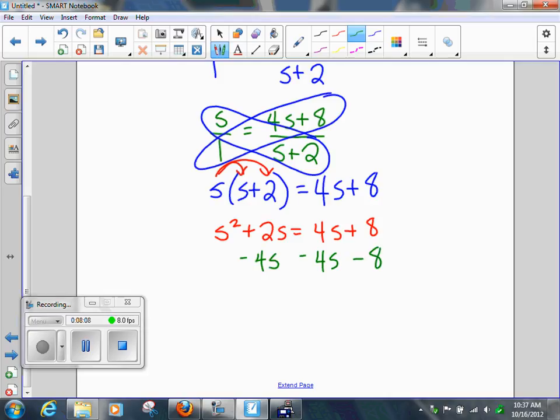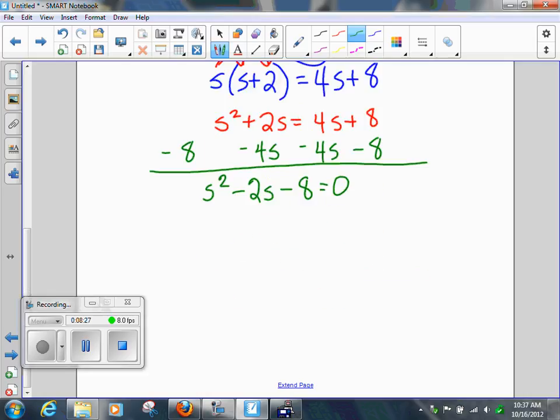And I'm going to subtract 8. It doesn't have anything to subtract with, but I am going to rewrite this in descending order. So my s squared minus 2s, because 2s minus 4s is minus 2s, and I'm going to throw in my minus 8. Now I have my quadratic equation equal to 0. Folks, how can I very quickly and easily solve s squared minus 2s minus 8? Factoring. Solve it by factoring.